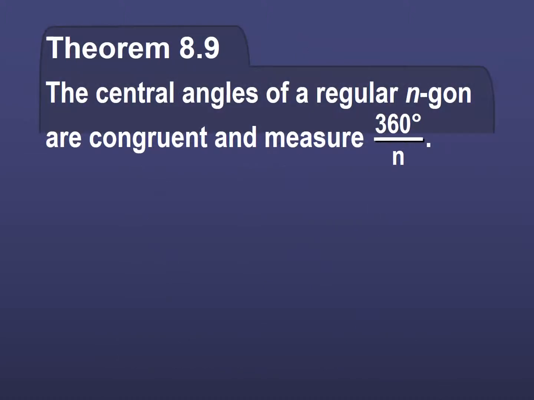There is a formula to calculate the degrees of a central angle. Whatever n-gon you have, this is how you get the central angles. First of all, central angles are congruent, and to get the measure of them, you take 360 degrees and divide it by n, where n is the number of sides the polygon has.